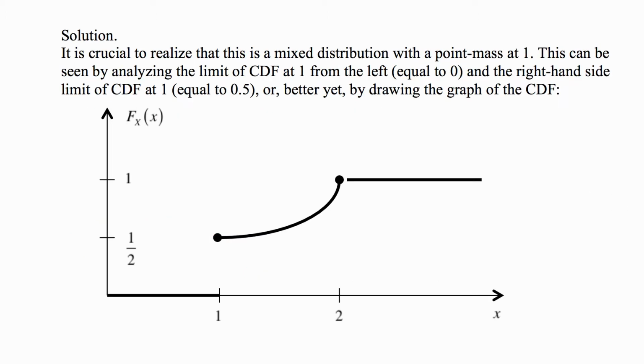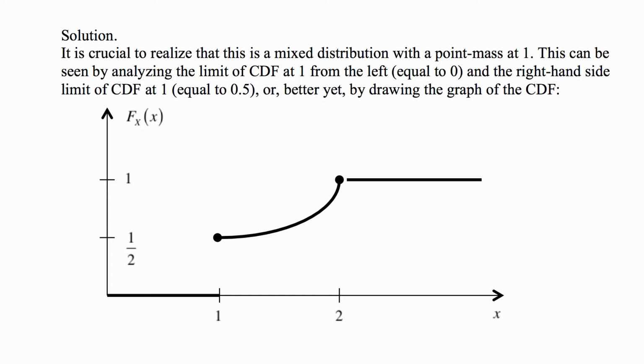Well, to understand what's going on in this problem, it is crucial to realize that this is a mixed distribution with a point mass at 1, for x equal to 1. This can be seen by analyzing the limit of this cumulative distribution function, CDF, at 1 from the left, equal to 0, and the right-hand side limit of the CDF at 1, which is equal to 0.5. Or better yet, just drawing the graph of the CDF.